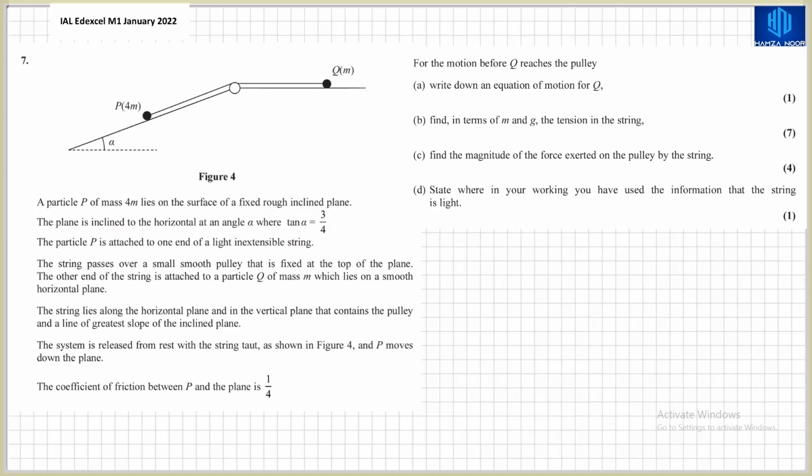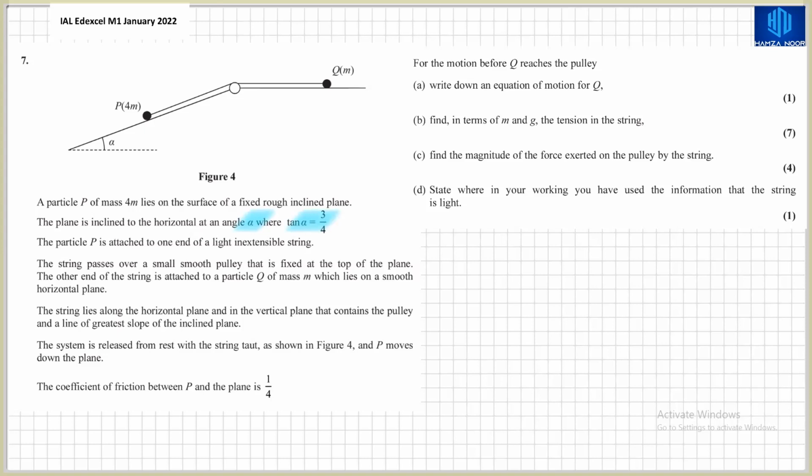This is Hamza Noor, and in this particular video I'm going to solve International A-Level Edexcel M1 January 2022 paper question number 7. Alright, so the question says that a particle P of mass 4m kg lies on the surface of a fixed rough inclined plane, and the plane is inclined to the horizontal at an angle alpha with tan alpha equal to 3 over 4.